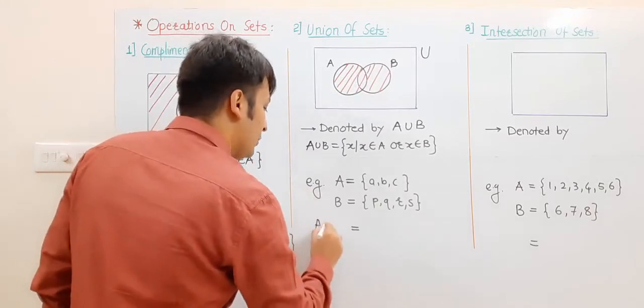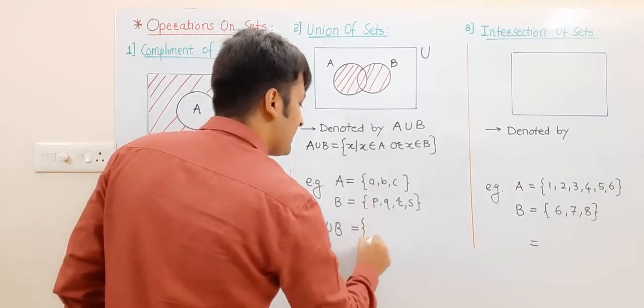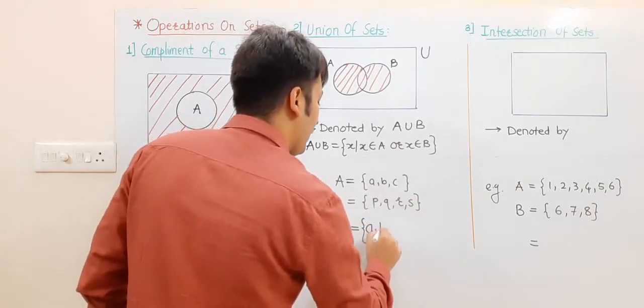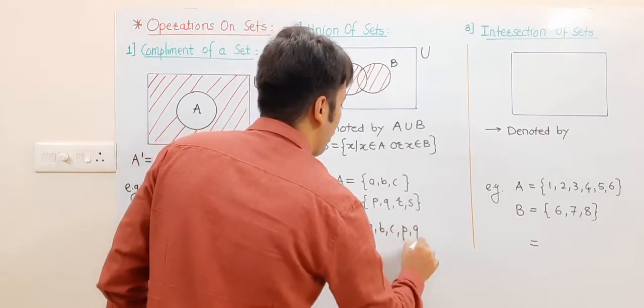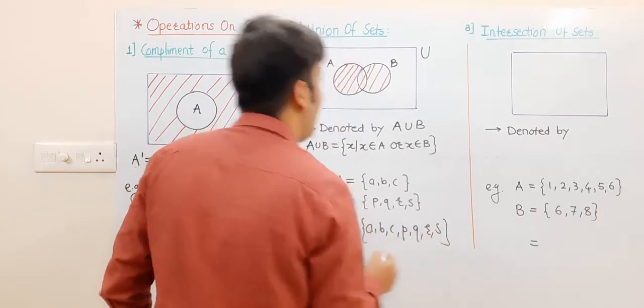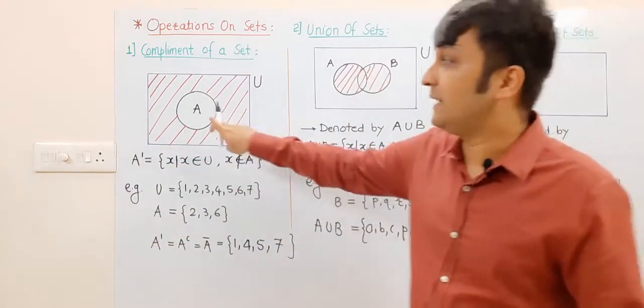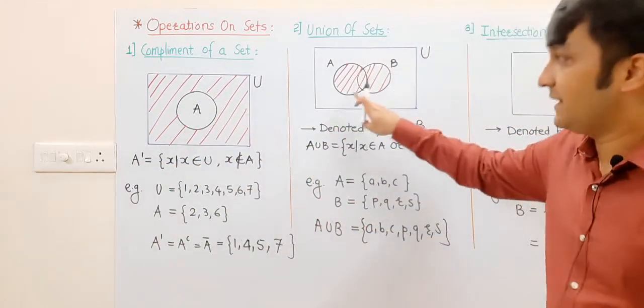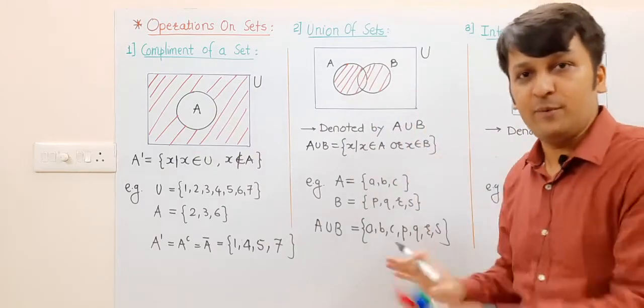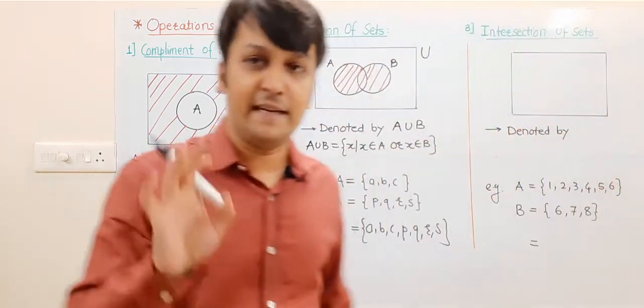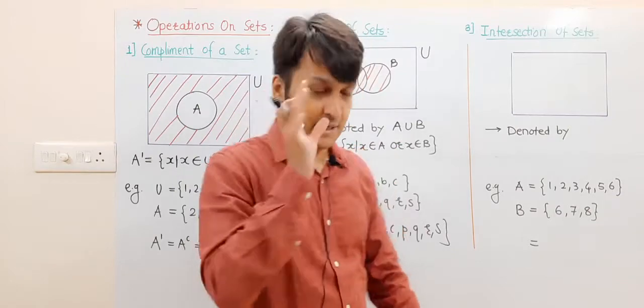Check next. Example. I will denote this by A union B. Union means combine all elements together: A, B, C, P, Q, R, S, and that is going to be the union. So what's complement? Complement means excluding these elements. Union means combining this element plus this element, and that will be the union. Now the last one is intersection. This one. Check intersection now.